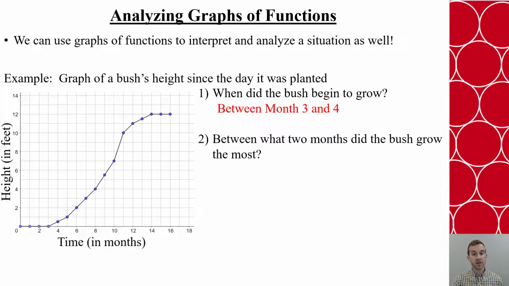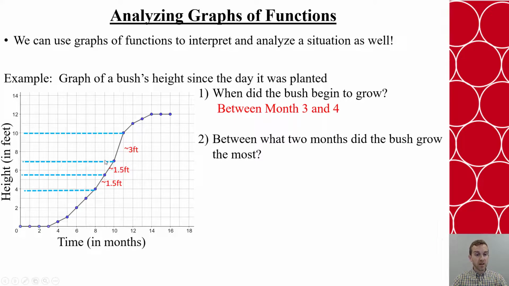Now, another question could be, between what 2 months did the bush grow the most? So we want to look for places on this graph where the slope is greater. Where does the line look like it's steeper? So let's choose some of the more steep locations. Between month 8 and 9, that's a height growth of about 1.5 feet. Between 9 and 10, that's another about 1.5 feet growth. But between 10 and 11, this goes up 3 feet. That is our greatest growth. So between month 10 and 11 is the greatest growth of our bush.